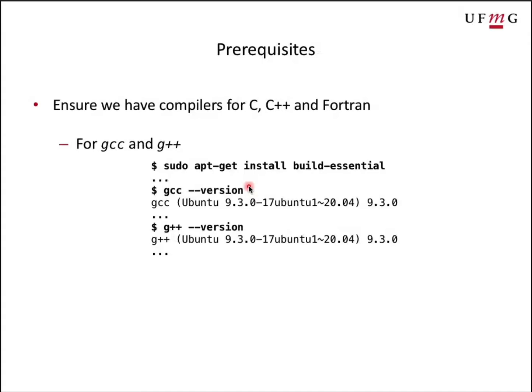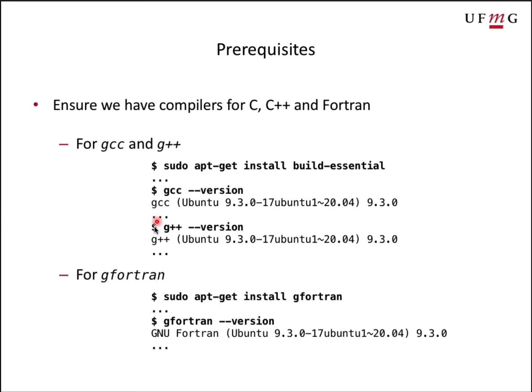In Ubuntu, I could install it with build-essential. So with this, I can install GCC and G++. And for Fortran, we are using gfortran, and we can install it with apt-get as well. So you should have these 3 compilers available. But you can use other compilers if you want.